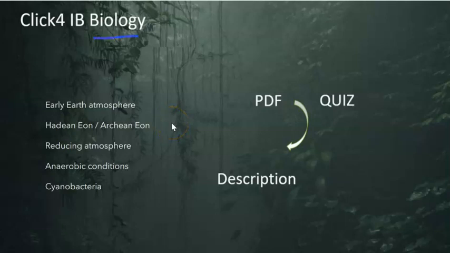Click for IB Biology. This is the first video in a series concerning itself with the origin of cells. We're looking at Earth's early atmosphere during a period known as the Hadean and Archean periods, approximately 4.5 to 3.5 billion years ago, and the nature of the reducing atmosphere, the anaerobic conditions that were present, and the eventual evolution of the Cyanobacteria.